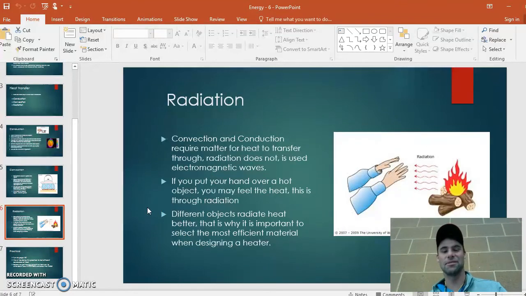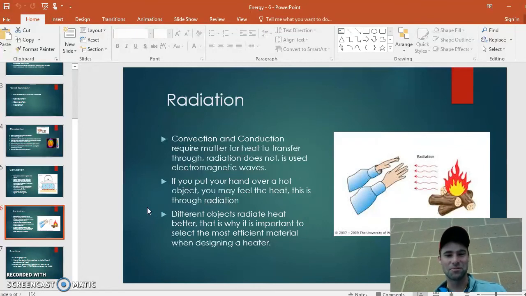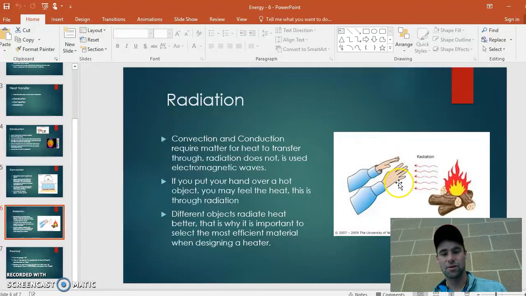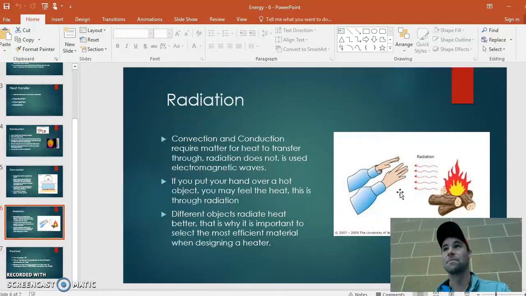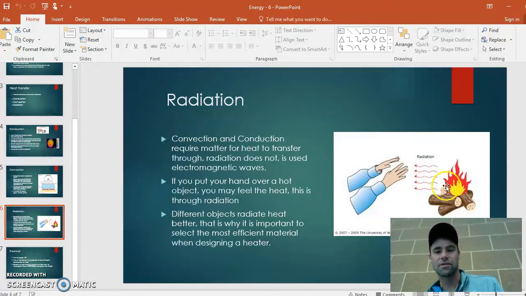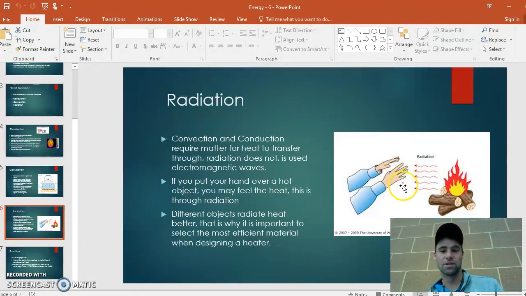And then the last one, radiation. Now the biggest difference with radiation is it doesn't need matter to pass through. It's actually those electromagnetic waves. So in the example here, this person has their hand over the fire, and they don't actually have to touch the fire. They don't have to touch an object, but the heat radiates through and actually still warms up the hands.